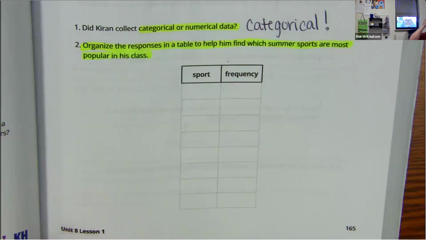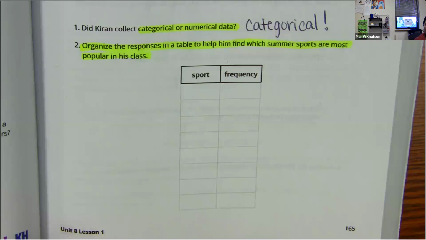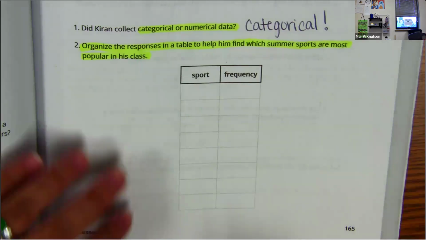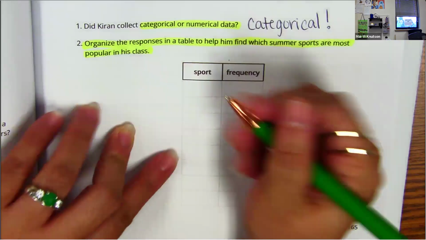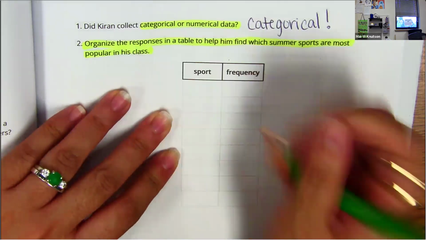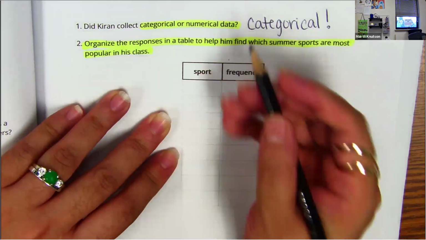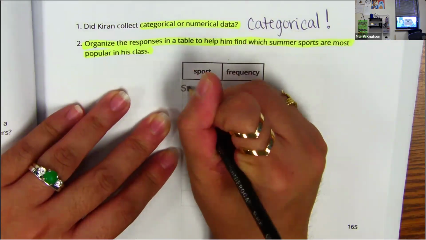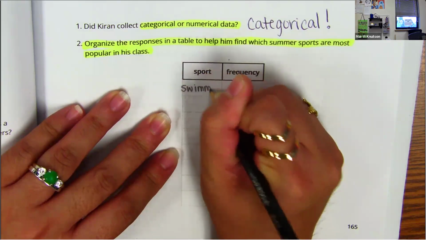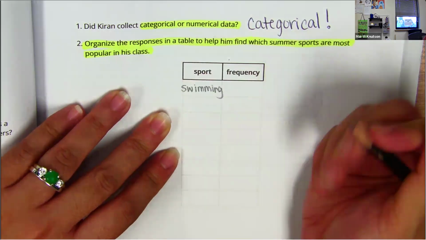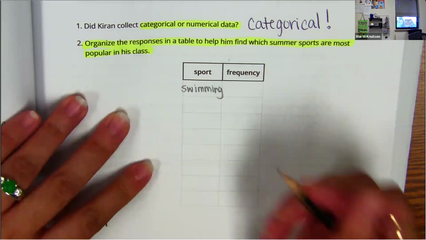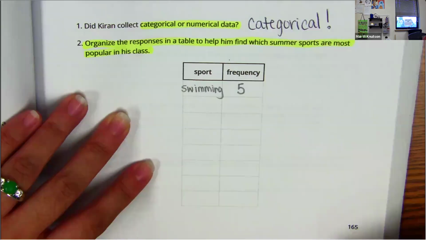Okay, so let's look at a few sports here and just start filling out our table. So the first one I see is swimming. So you know what? I'm going to switch to a pencil just in case I make mistakes here. So we're going to write swimming. And it looks like if I count, I have 5 swimming.